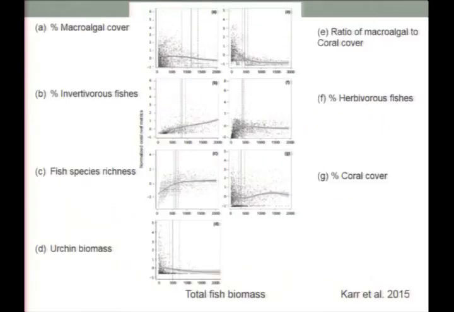And so in their study, they used total fish biomass as a proxy of the effect of fishing pressure on coral reefs. They looked at how 7 different indicators of reef health changed over a spectrum of fish biomass levels. What they found generally is that there was a sequence of changes where thresholds for some of these indicators occurred at higher biomass levels than thresholds of other indicators. For example, macroalgal cover, invertebrate fishes, and fish species biomass may be leading indicators of changes in reef health compared to other indicators such as coral cover, which could potentially be a lagging indicator of reef health.